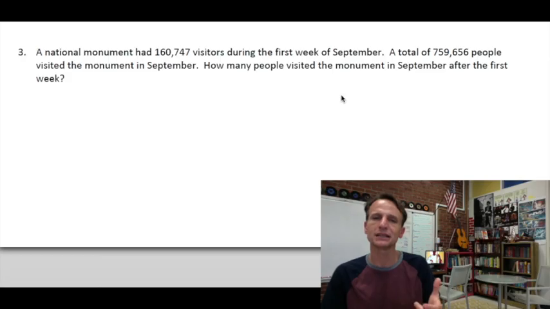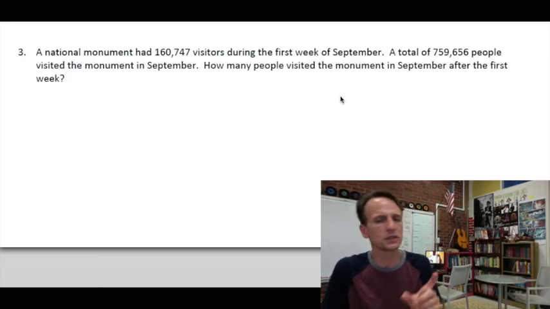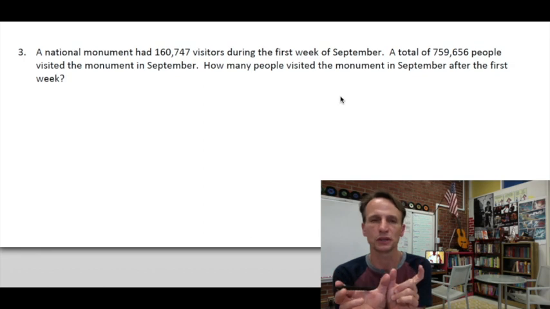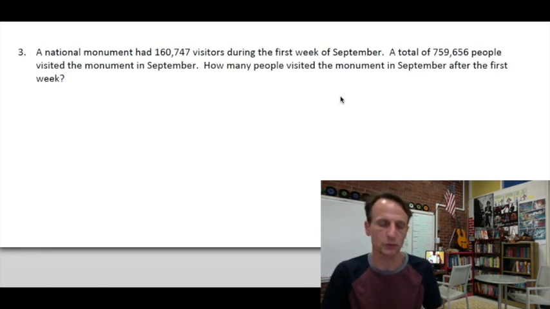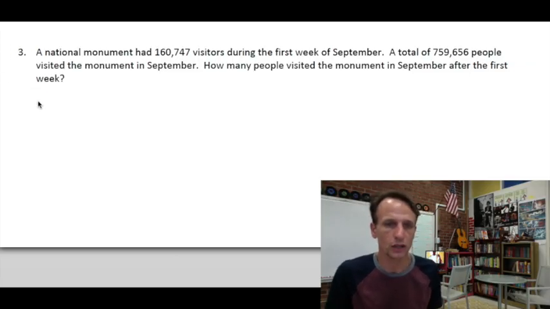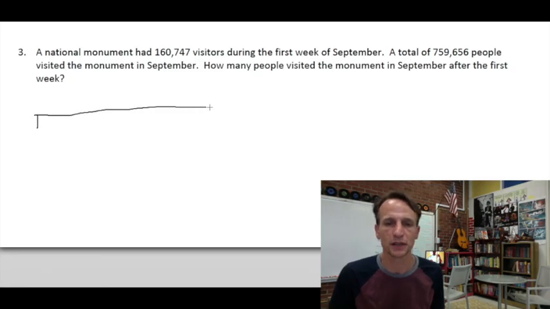Okay, so again, just like with the last problem, don't get confused about how many weeks. We just basically have 2 time periods here. 1, 2. First week, rest of the month. That's it. We're just dealing with 2 time periods here. So our tape diagram will be nice and simple in that respect. Believe me, you will make some complex tape diagrams before this year is over, my little friends.